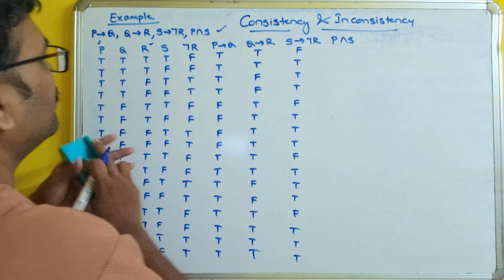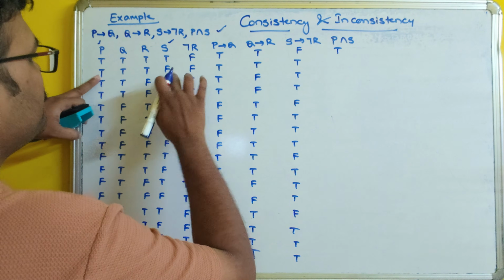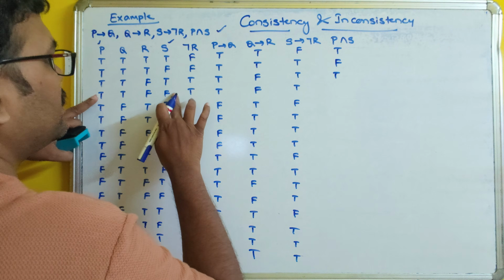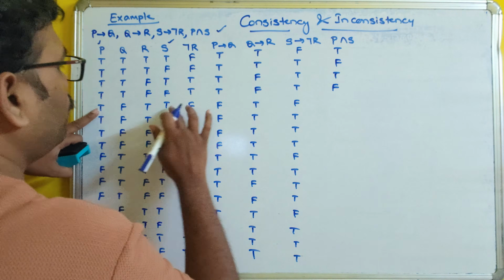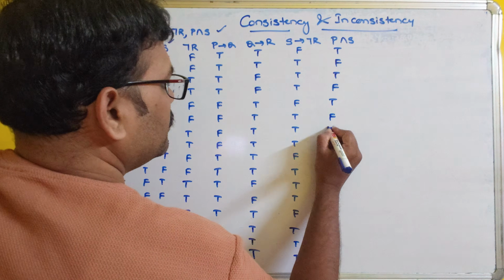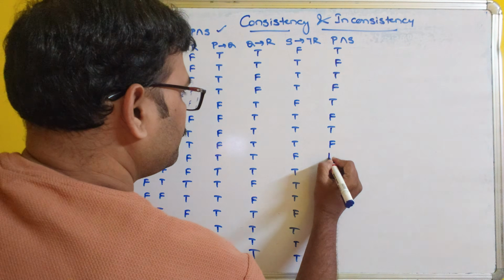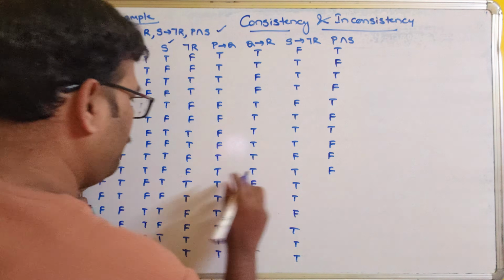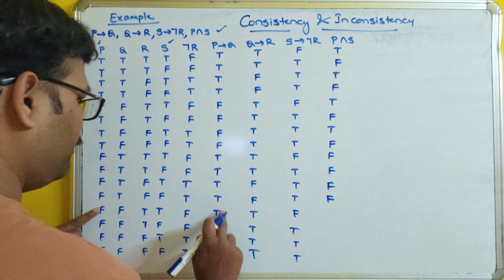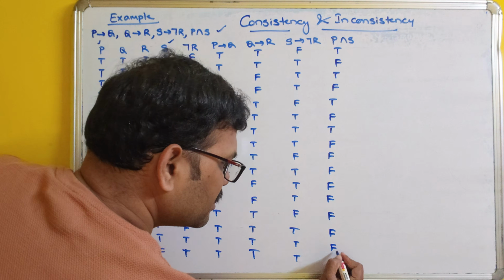Once again, we compare with not R and S: true, true, true; true, false, false; true, true, true; true, false, false; true, true, true; true, false, false; false, true, false; false, false, false; false and true, false; false and true, again false; false and true, again false; false and true, false, again false. And finally it's also false.